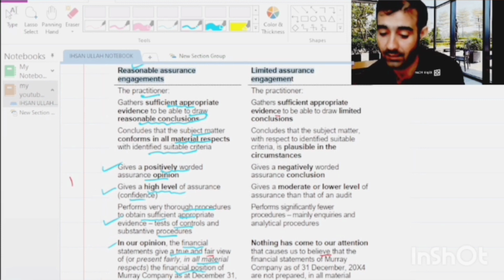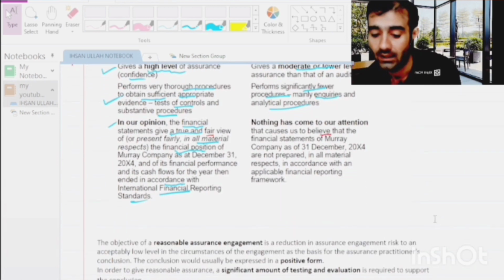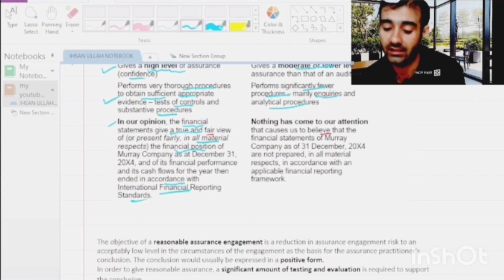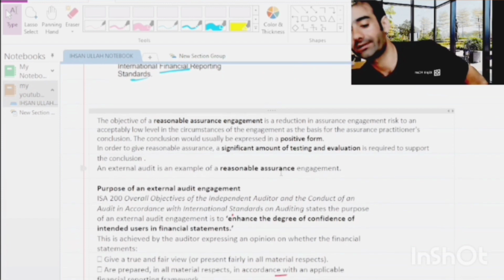On the other hand, in limited assurance the practitioner gathers sufficient appropriate evidence to be able to draw a limited conclusion, and they conclude that the subject matter with respect to identified suitable criteria is plausible, meaning valid in the circumstances. They give negatively worded assurance, and this is a moderate or low level of assurance. They perform limited procedures, meaning mainly inquiries and analytical procedures. They are not doing tests of control or substantive procedures. What they write in the opinion is that nothing has come to our attention that causes us to believe that the financial statements of this company are not prepared, in all material respects, in accordance with the financial reporting framework. So these are the words they give in the opinion, and we have discussed this in detail.